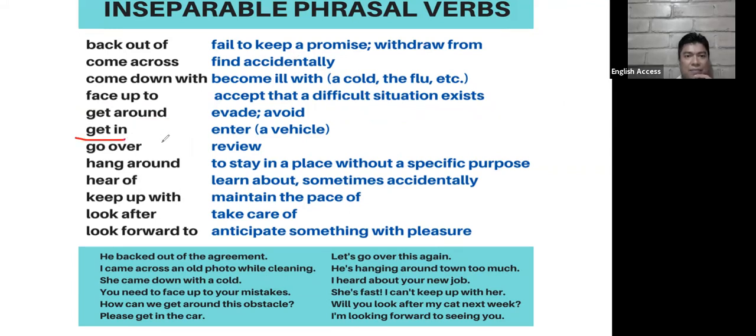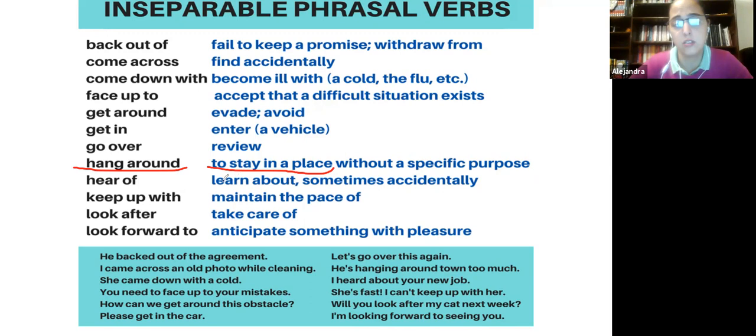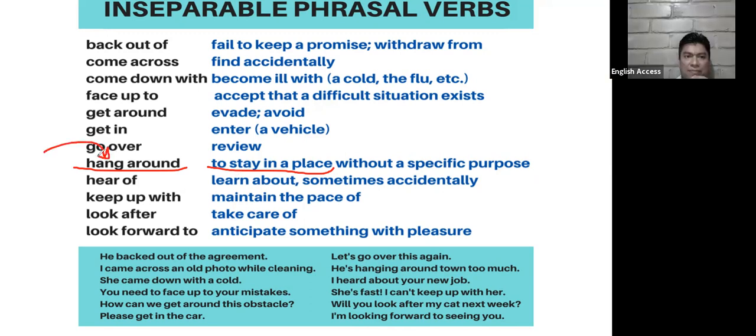Get in: enter. Go over: review. Hang around is to stay in a place, not really without a specific purpose. That's more like hang around, to stay in a place for pleasure, for fun. Like some hang time. Hanging out, that's where it comes from.